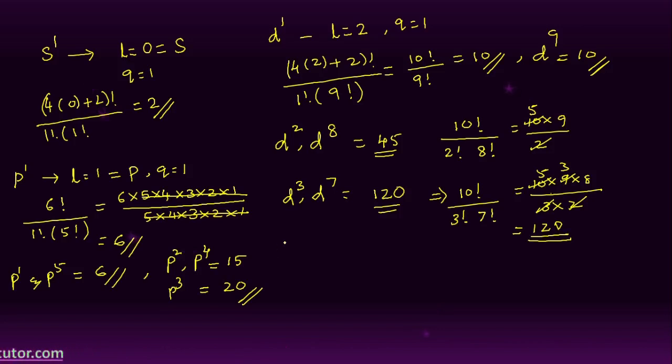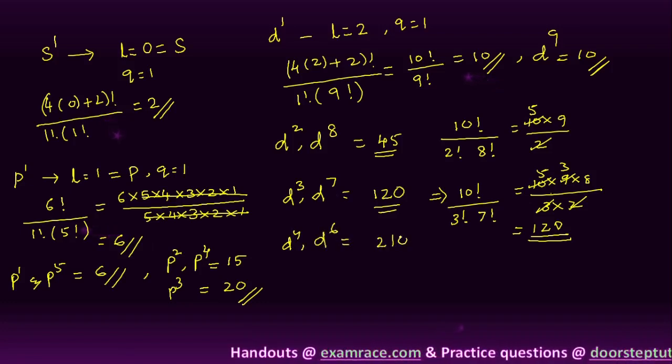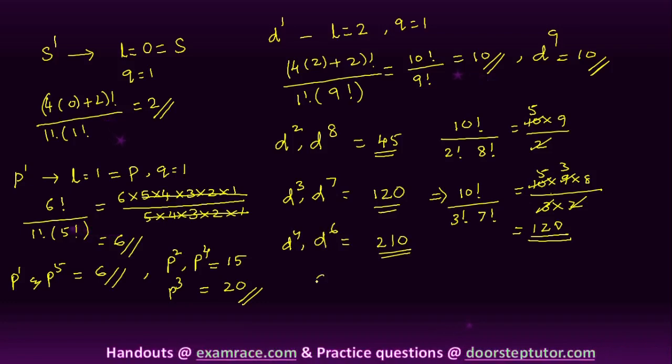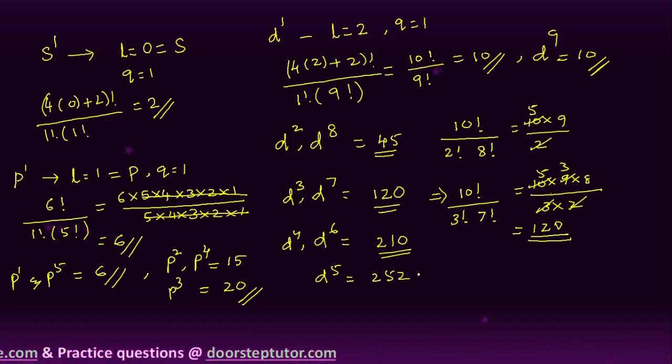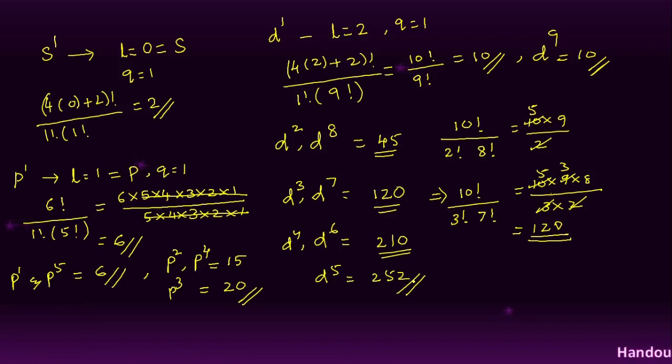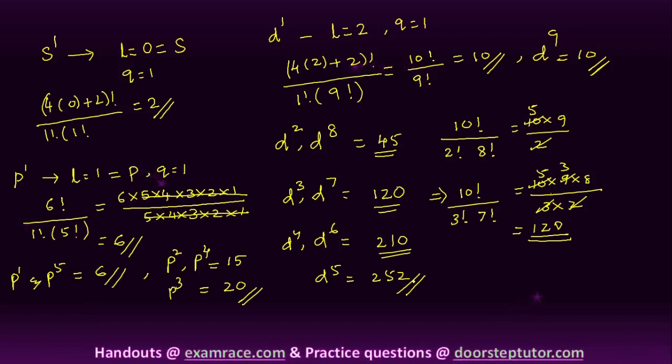Similarly, students, the D4 and D6 configurations will give 210 microstates, and the D5 configuration will give 252 microstates. So these are all the various configurations of S, P and D. Please remember the values and try to practice, and you will get the values very quickly, right?